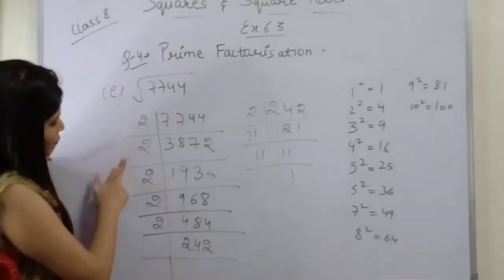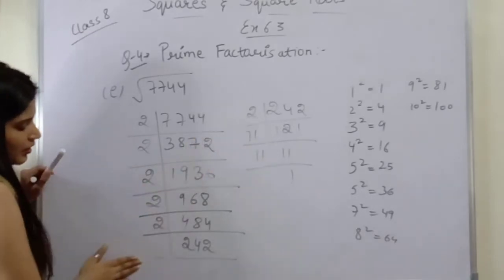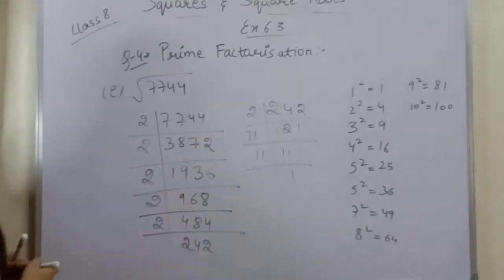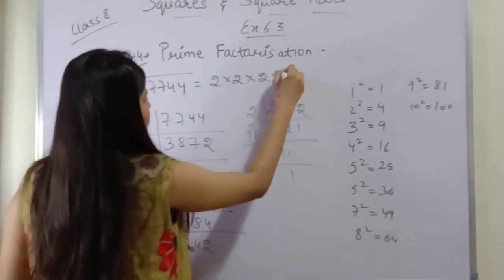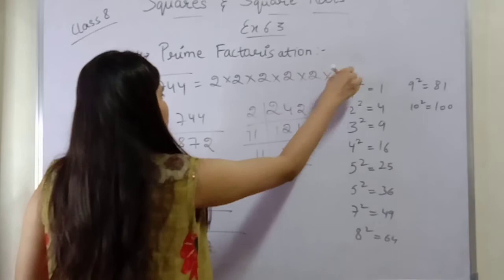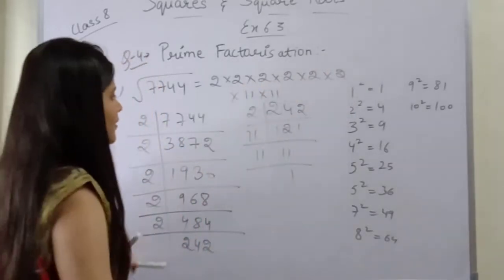Now 2 कितनी बार है यहाँ पे? 1 2 3 4 5 6 टाइम्स. We have 6 times 2 and 2 times 11. 2 into 2 into 2 into 2 into 2 into 2 into 11. Shall I rub this?